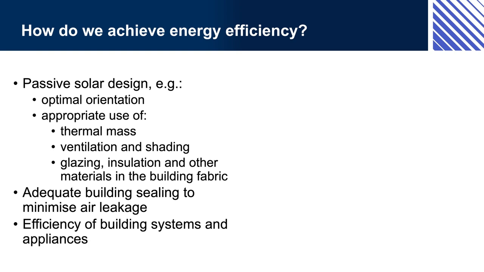Energy-efficient building systems and appliances also play a key role. A more efficient heating system can save significantly on the energy required to heat a building when mechanical heating is required. The key mechanical systems that contribute to energy use are heating and cooling, lighting, heating hot water, pumps and other equipment related to pools and spas.